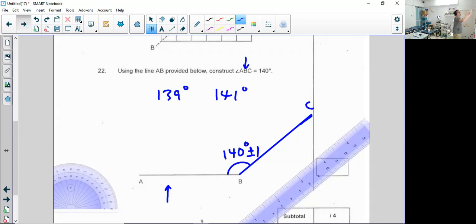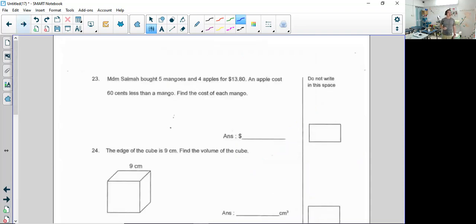Okay, question 23. Let's go on to the next one. Sama bought 5 mangoes and 4 apples for $13.80. An apple costs 60 cents less than a mango. Find the cost of each mango. Okay, so how do we do this? You can actually draw a model, right? Stacking model. Why stacking model? Because you have 5 mangoes, you can stack up, and 4 apples, you can stack down.